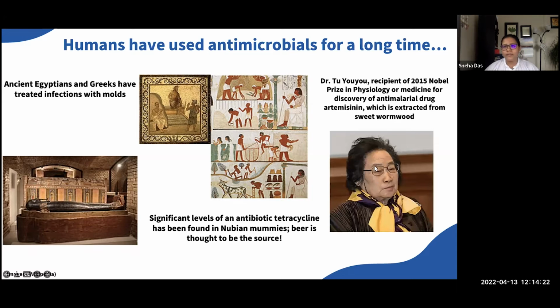And very recently, in 2015, many of you might have heard of it, Dr. Tu Youyou, she won the Nobel Prize for discovery of anti-malarial drug artemisinin, which has actually been extracted from sweet wormwood that I mentioned in my last slide. And for years, she was looking at these traditional herbs and medicines to see if she can isolate a molecule that would work for malaria treatment.